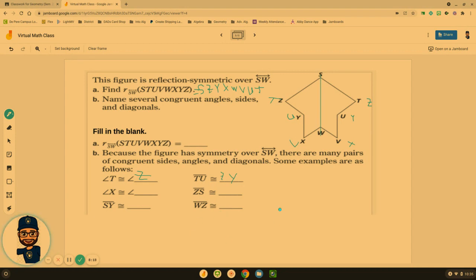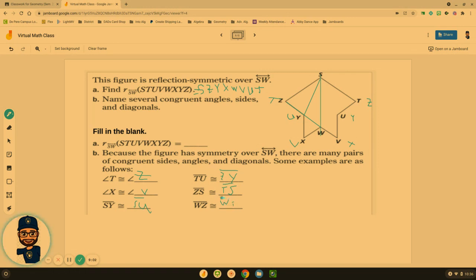All right, hopefully you paused it and you tried them. Angle X, remember, is the same as angle V, so that's going to be a V. ZS, Z to S is the same as T to S, so that's going to be a TS. Oops, I forgot my segment marks here. Segment SY, right? Segment SY. It's not on there, but if I drew it, it would be this one, right? Well, what letter is the same as Y? U. So segment SU would be the correct one. And W to Z, right? Again, I don't have W to Z on here, but if I drew it, WZ is the same as W to T. It would be the same distance and would be congruent.